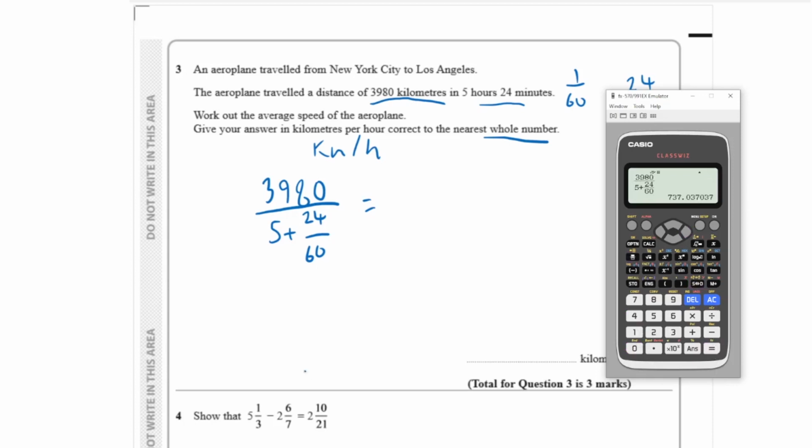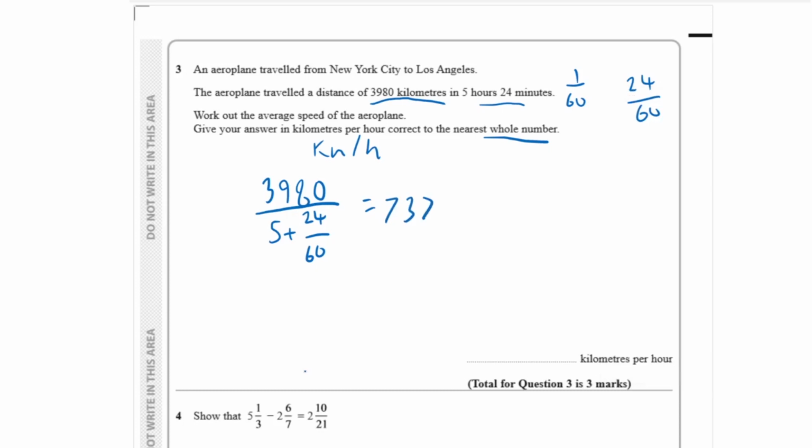Our answer is 737.03. And we find the answer correct to the nearest whole number. So we simply write 737.